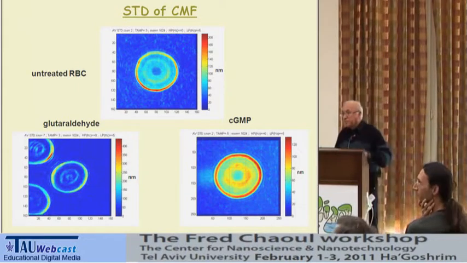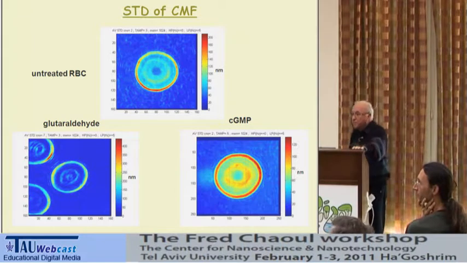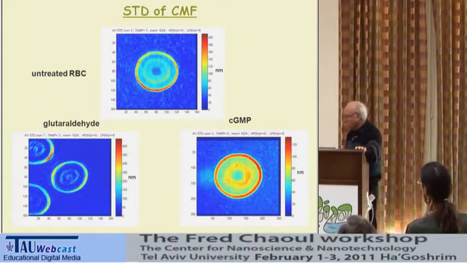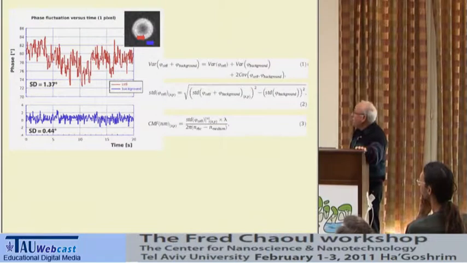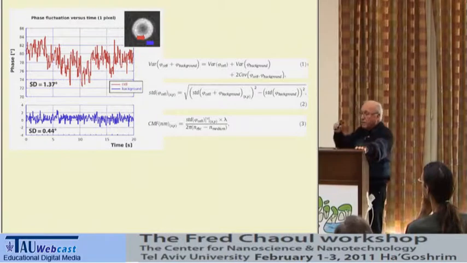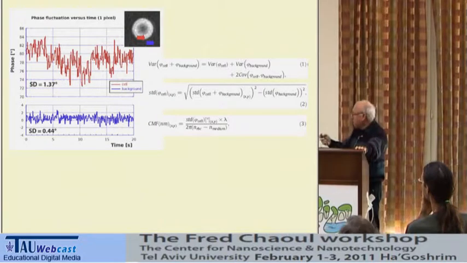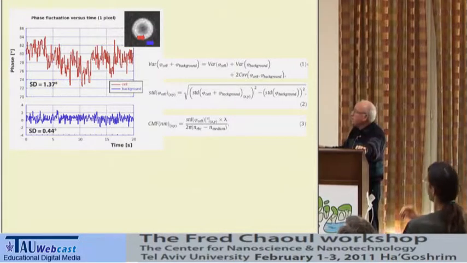Okay, I can go back. So there is a direct relationship between the height, the thickness, okay? This is actually the formula. So this is the height, or the displacement, in nanometers. This is the standard deviation in radians. This is the wavelength, and this is the refractive index of the cell, and that's of the medium.